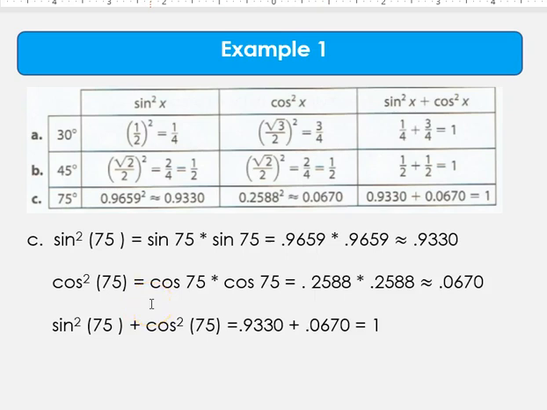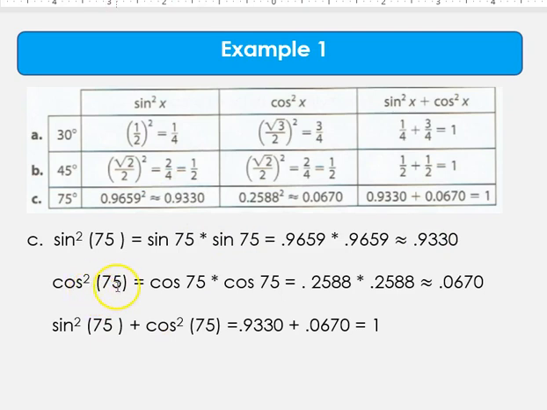Now C is just a little bit different. It's not one of the standard angles that we use for trig, so you'll have decimals and you won't be using fractions for this one. So sine squared 75 is sine 75 times itself. Sine 75 is 0.9659 approximately, times itself, and that's 0.9330. So you can see this in the table.